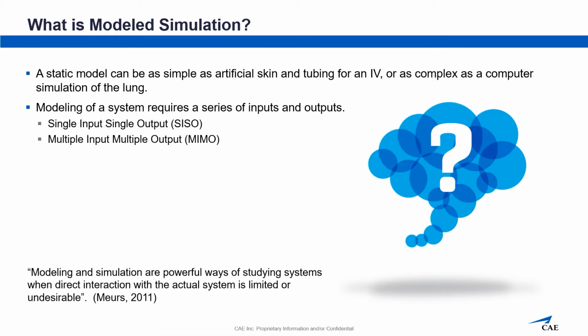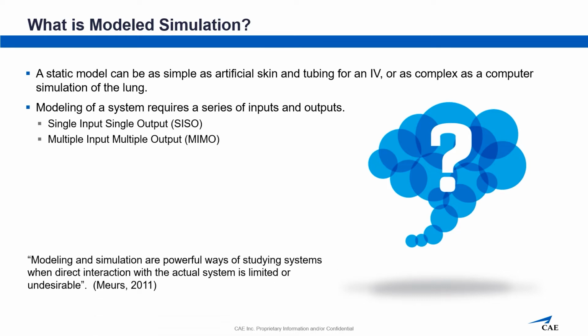William Van Meurs, co-inventor of CAE's products HPS and Muse, in his book Modeling and Simulation in Biomedical Engineering, stated, "Modeling and simulation are powerful ways of studying systems when direct interaction with actual system is limited or undesirable."